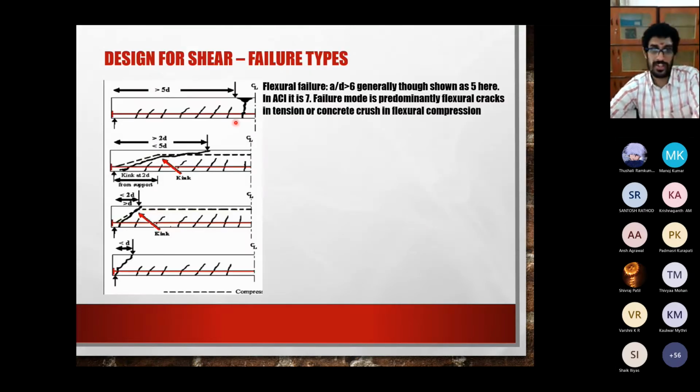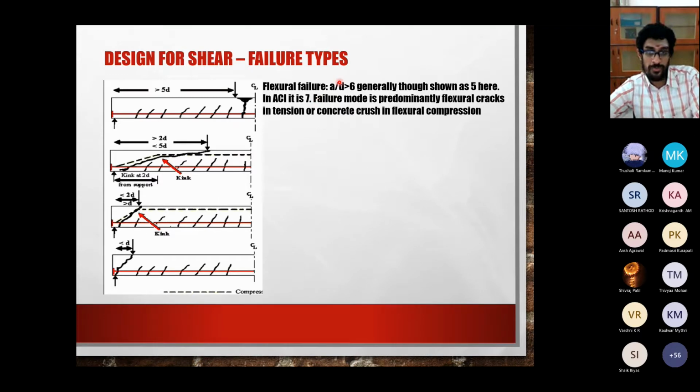The types of shear failure. So this basically depends on the ratio a by d. We already saw what is a by d. a is the shear span, d is the depth of the beam. So we saw sigma by 2. It is proportional to your a by d. Okay. So we have this.